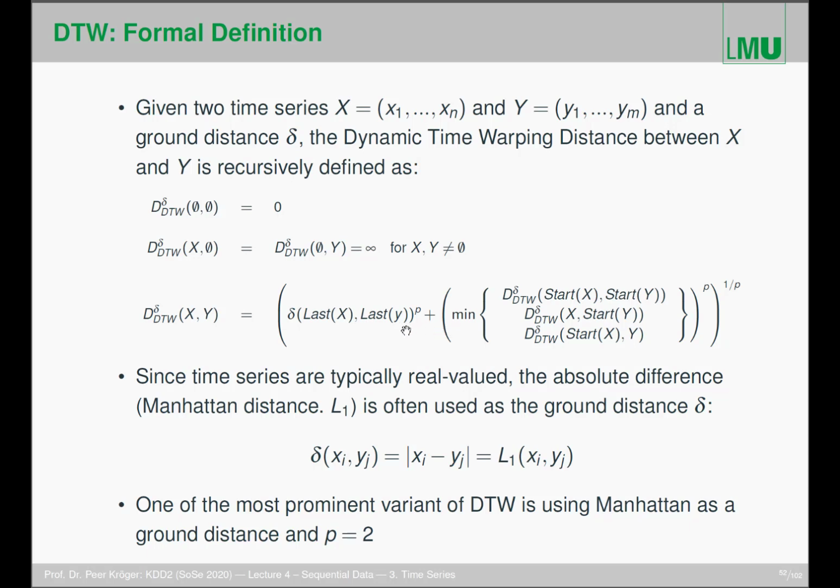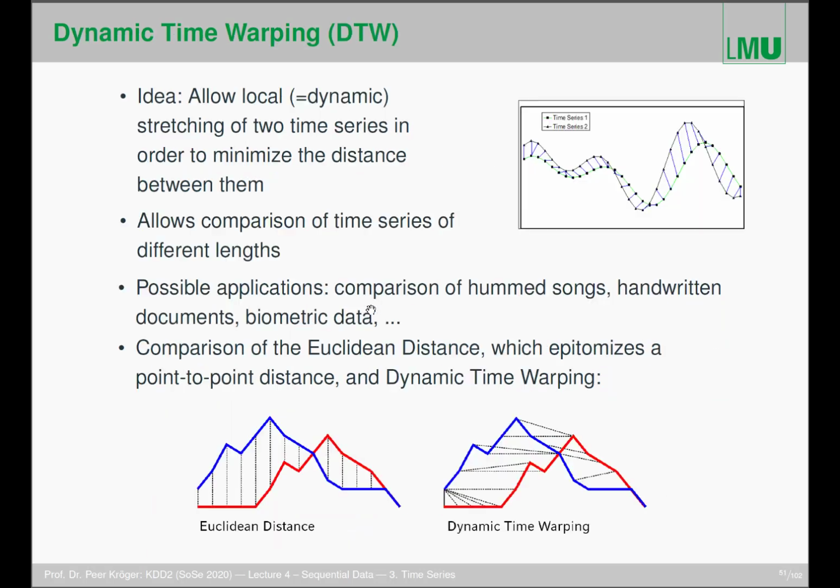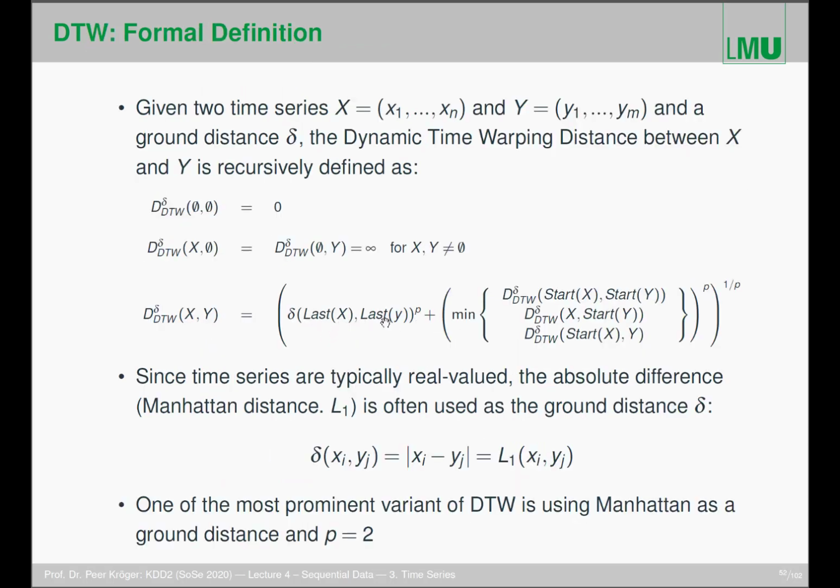And the other case is, you just compare the last things. You compute the whole thing from the last time points. So you compare the last time points with the ground distance plus the minimum of shifting both, or just shifting one y, or shifting x. So it's very similar to the edit distance. No, it's actually the edit distance. But anyway.